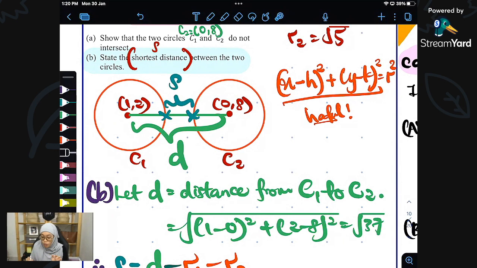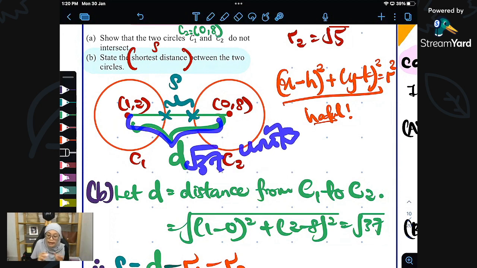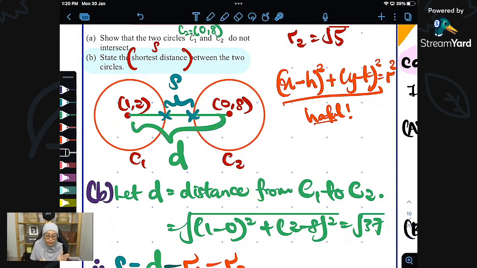And it gives me square root of 37. So that is the distance. The distance here is square root of 37 units. That's the length between C1 and C2.